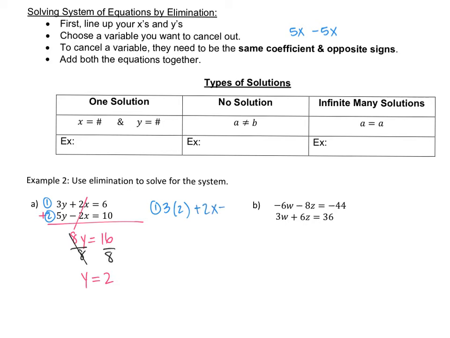I don't know what x is, so I'm going to solve for x. 3 times 2 is 6. Bring down the 2x. I subtract 6 over, and I'm left with 2x equals 0 minus 6, which is... sorry, 0. If I divide by 2, 0 divided by 2 is 0. So in this case, my x is 0 and my y is 2.